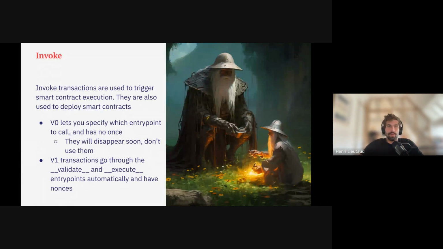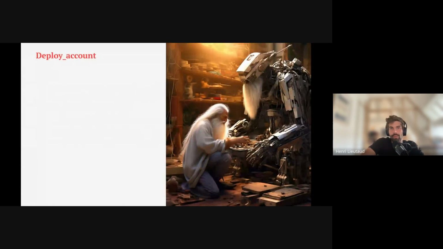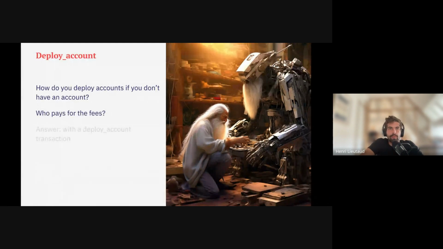All right, so we talked about declare transactions. We talked about invoke transactions. Now, what about deploy account transactions? So deploy account transactions are kind of weird. They're this weird creature where your account is a smart contract wallet. So how do you deploy a smart contract wallet if you don't have a smart contract wallet in the first place?